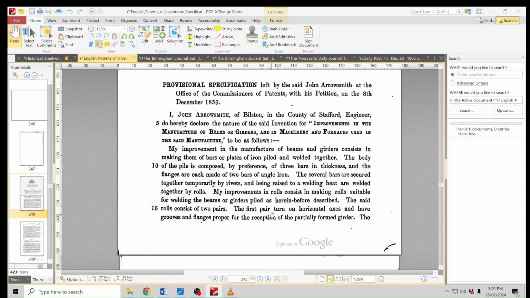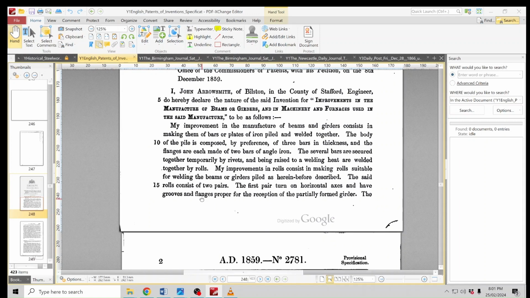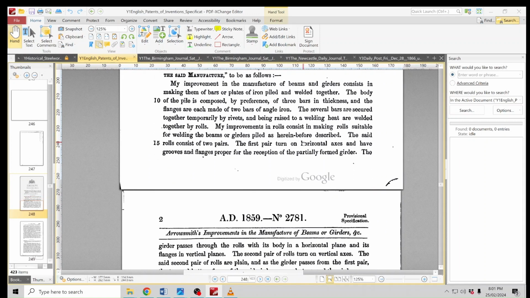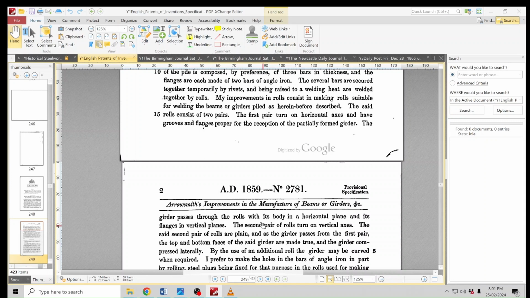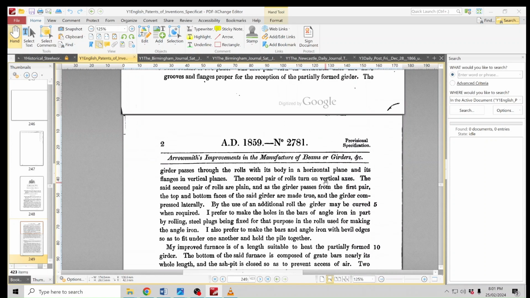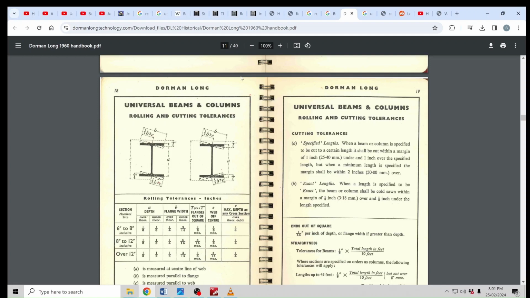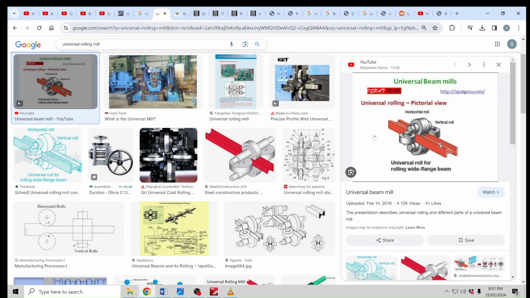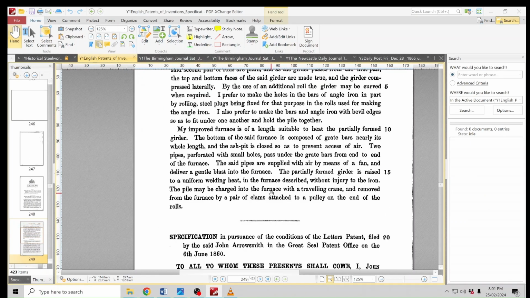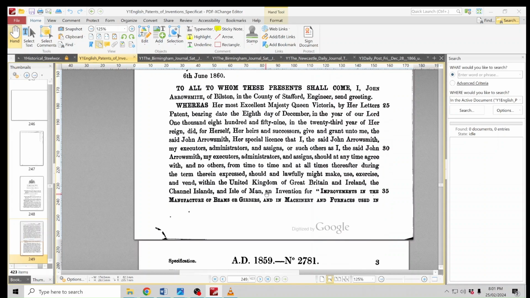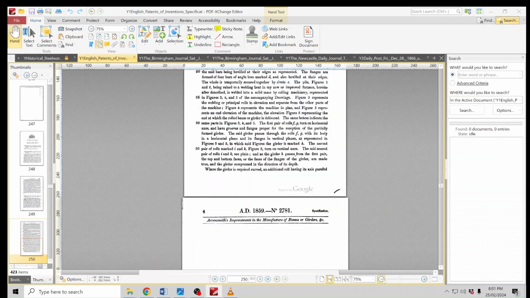The first pair turn on horizontal axis and this one has grooves and flanges. The girder passes through the rolls with its body in a horizontal plane and its flanges in a vertical plane. The second pair of rolls turn on vertical axis. So this is basically what we showed before, where it's got two rollers horizontal and two vertical. So this is why he was attributed to being the inventor of the universal rolling mill. But I've read through this. There's no mention of universal rolling mill. We just didn't call it that.